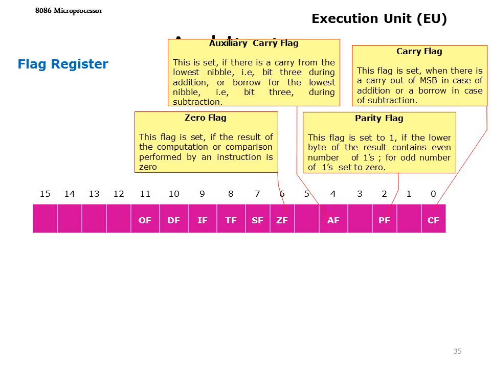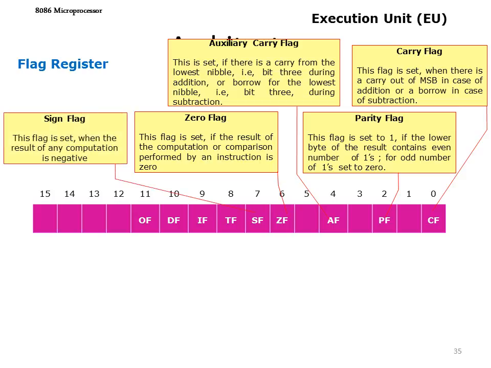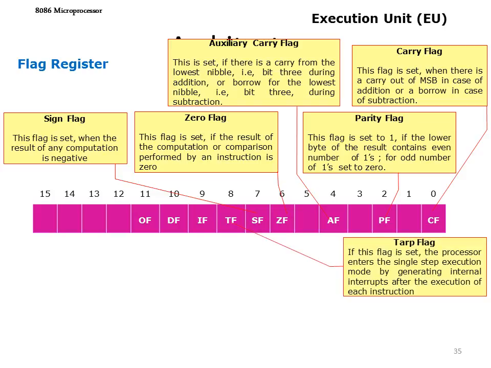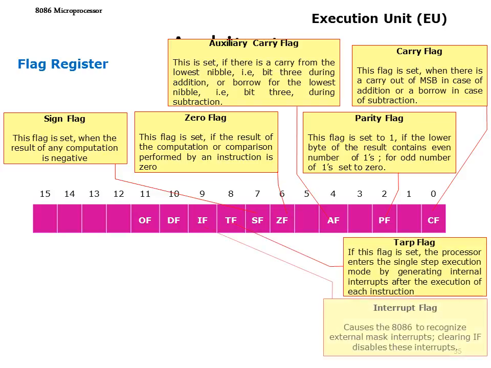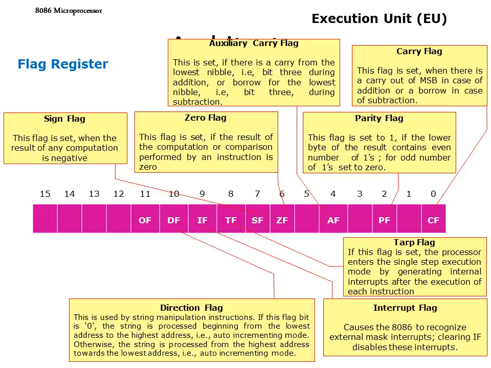Zero flag is set if the result of the ALU is 0, and if the result of the ALU is non-zero, it is reset. Sign flag: this flag is set when the result of any computation is negative. Trap flag is set when the processor enters into single step execution. Interrupt flag is set when 8086 recognizes any external maskable interrupt. Direction flag is used in string manipulation instructions.